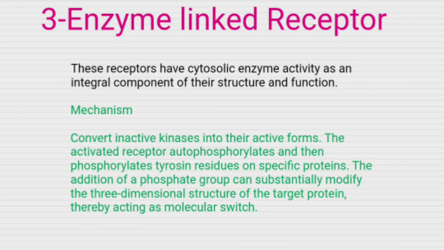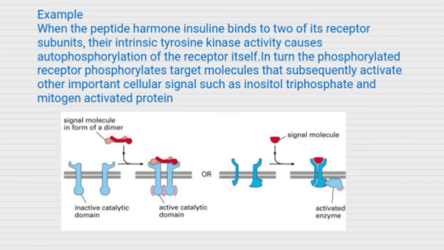Typically, upon binding of the ligand to the receptor subunit, the receptor undergoes conformational changes, converting kinases from their inactive form to active form. The activated receptor autophosphorylates and then phosphorylates tyrosine residues on a specific protein. The addition of a phosphate group can substantially modify the three-dimensional structure of the target protein, thereby acting as a molecular switch. For example, when the peptide hormone insulin binds to two of its receptor subunits, their intrinsic tyrosine kinase activity causes the autophosphorylation of the receptor itself.